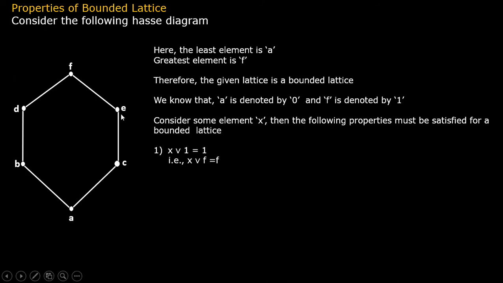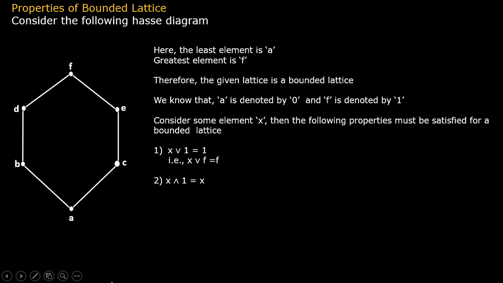So, if I take x to be E, then the least upper bound of E and F is F here. If I take x to be D, the least upper bound of D and F is F here. If I take A as x, then the least upper bound of A and F is again F here. So, this property is satisfied for all the x. Now, let's come to the second property.